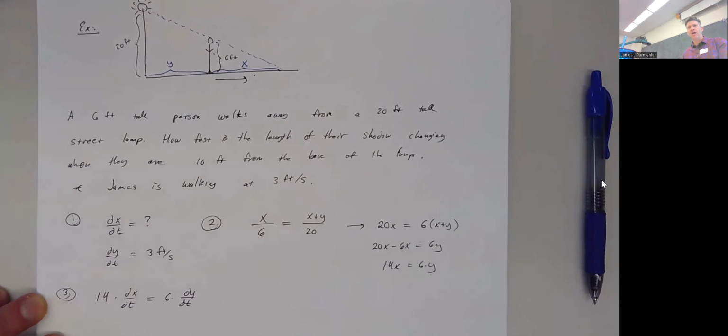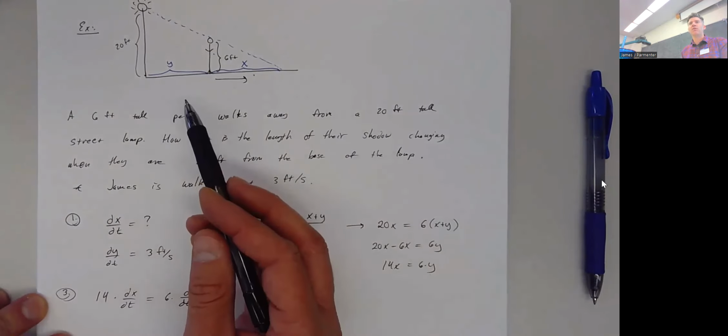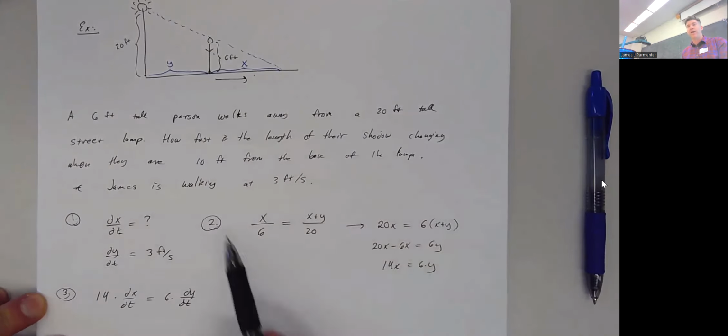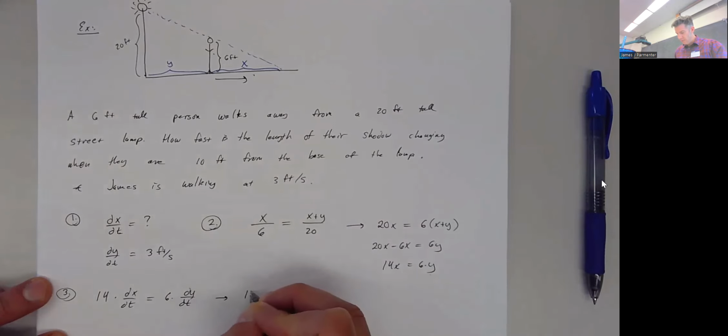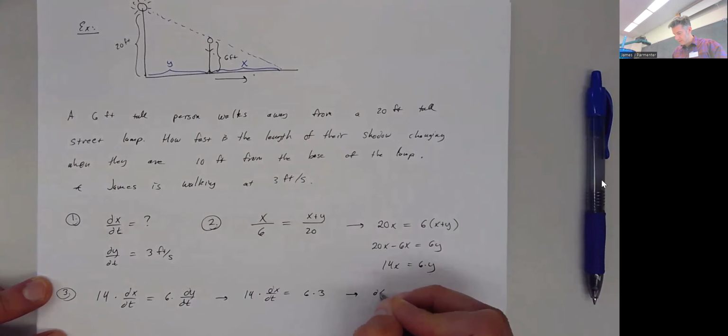And now I'm going to plug in what I know, which I know that I'm 10 feet away from the lamp, and it doesn't matter. There's nowhere to plug in y equal to 10. So all you really get to do is plug in that dy/dt is equal to 3. So I end up getting 14 times dx/dt is equal to 6 times 3. And then solving for dx/dt, I get 18 divided by 14, which reduces to 9/7 feet per second.